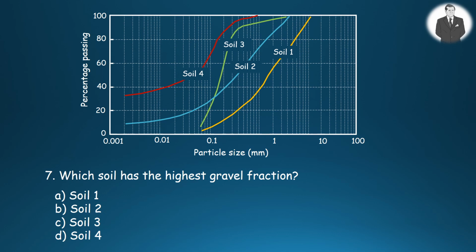Question 7. Which soil has the highest gravel fraction? Now, following the same procedure explained earlier, you can easily find out which soil has the highest gravel fraction. I'm waiting for your answer. No, be careful. Yes, it is A. Soil 1 has the greatest gravel fraction. Well done.